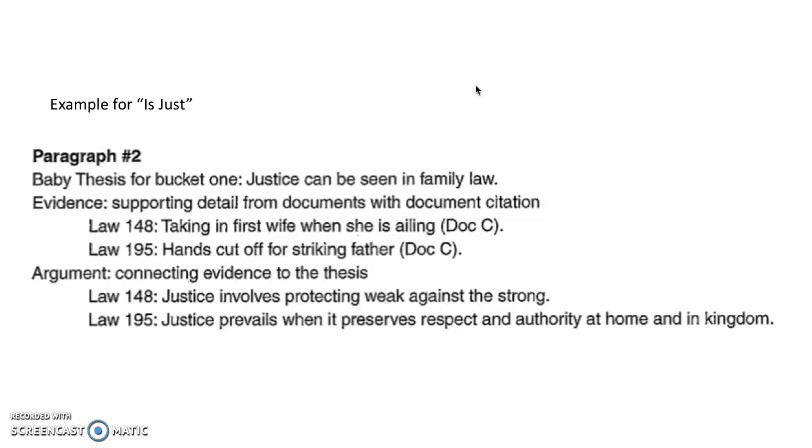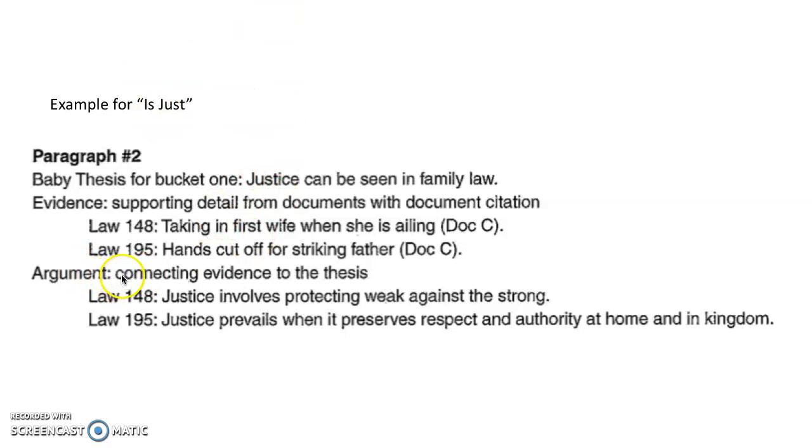The baby thesis they had for bucket 1 is that the justice of Hammurabi's Code can be seen in family law. The evidence they used is Law 148, taking in first wife while she is ailing, from document C. Law 195, also from document C, hands cut off for striking father. Okay, so this is the evidence that they're going to use to prove that Hammurabi's Code is just.